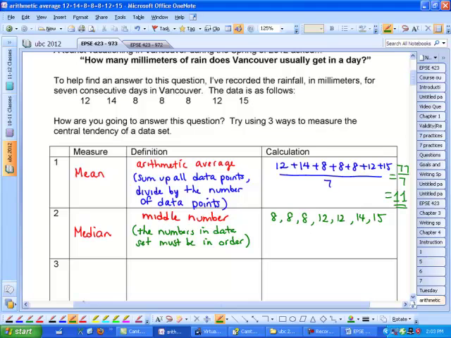And so in this case, you look for the middle number. There are 7, so 1, 2, 3 that way, 1, 2, 3 that way. The middle number in this case is 12. Okay? So once again, it's the middle number, but arranged in order.